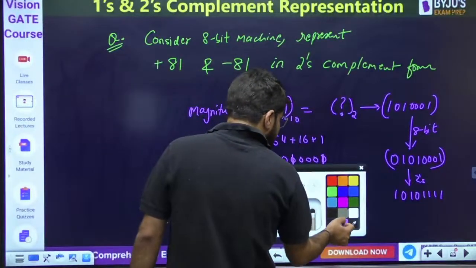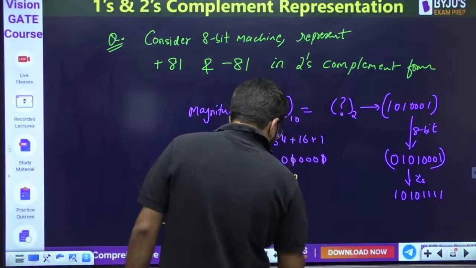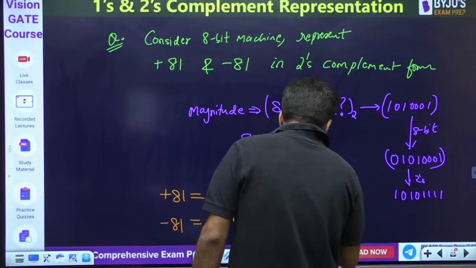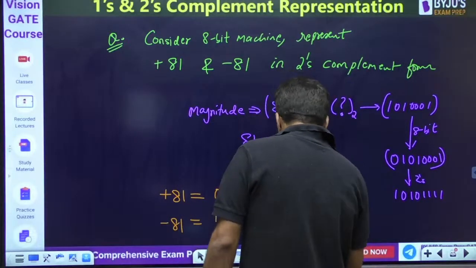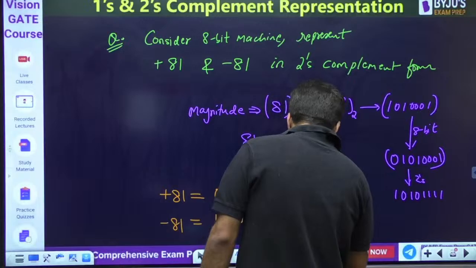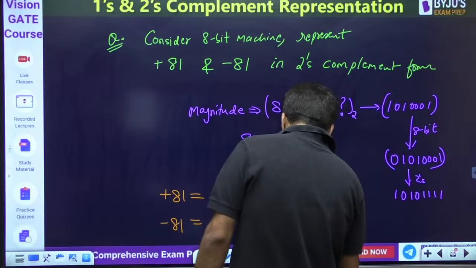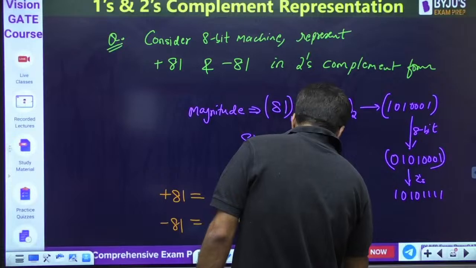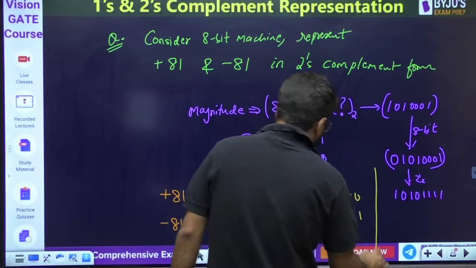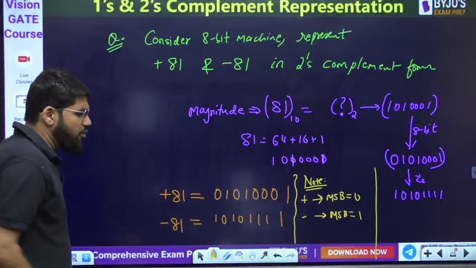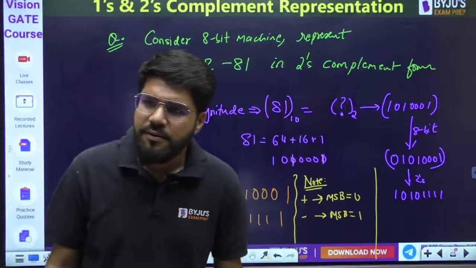Once again, please have a note that if it's a positive number, you can note it directly. If it's a positive number, you get MSB equal to 0. And if it is a negative number, you get MSB equal to 1. For positive 81, you automatically get MSB 0. For negative 81, you will get the MSB equal to 1. Clear?